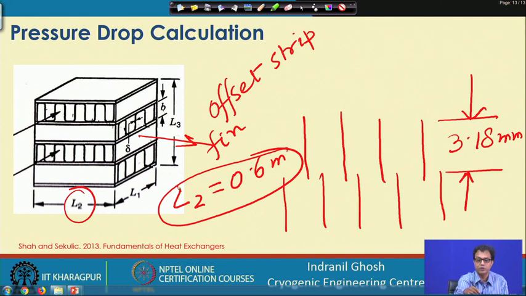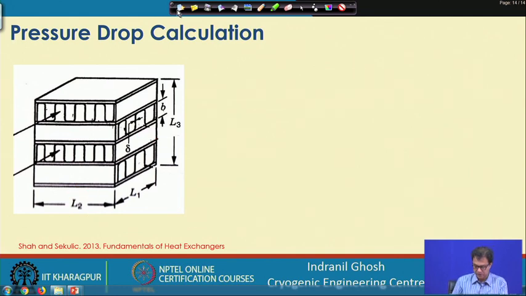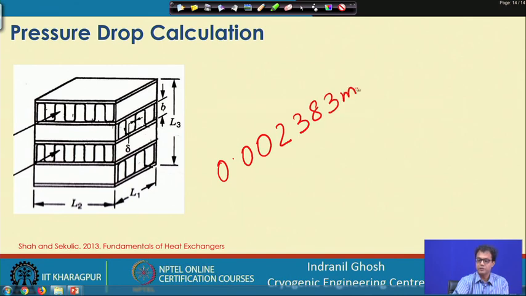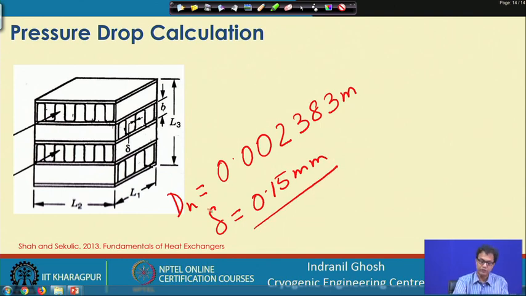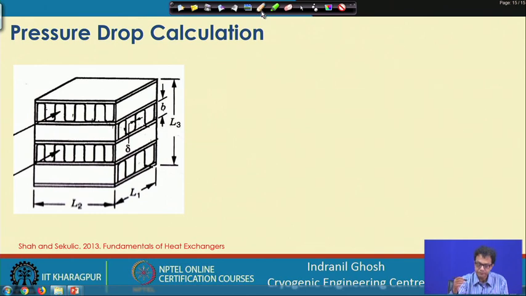Then the hydraulic diameter for this passage is given as 0.02383 meter. This has already been given, and the fin metal thickness, delta, is equal to 0.15 millimeter. And as you can understand, if we are using a thicker fin, the pressure drop is going to be higher.